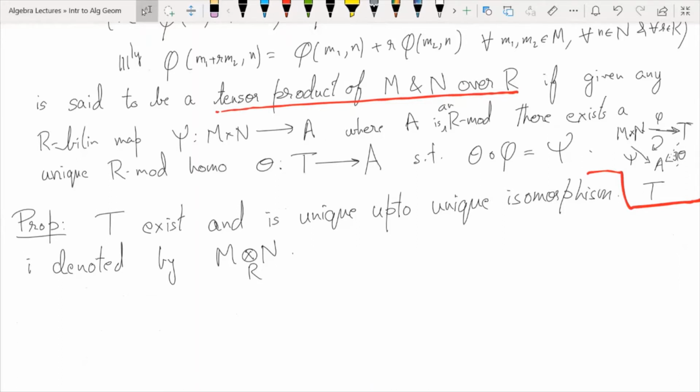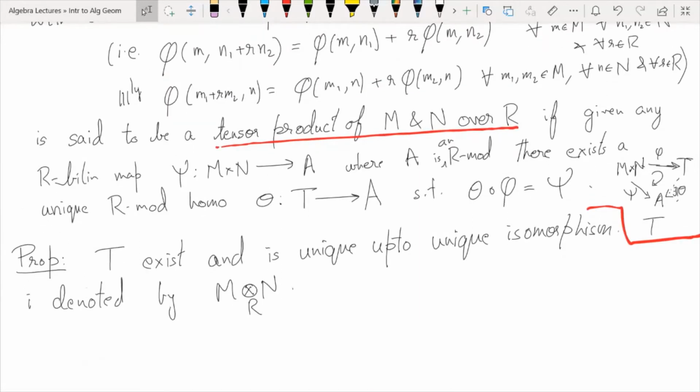Okay. So something is missing. I don't know why; maybe something got deleted. Okay. So the proposition says that T exists and is unique up to unique isomorphism, and it is denoted by M tensor N.